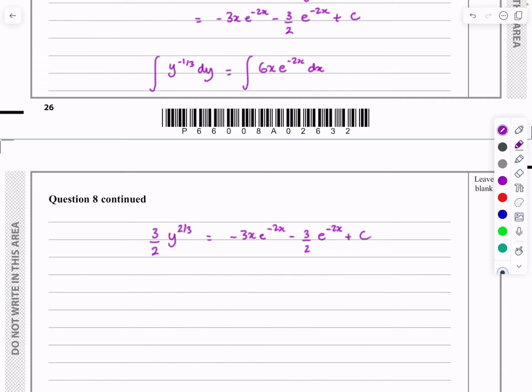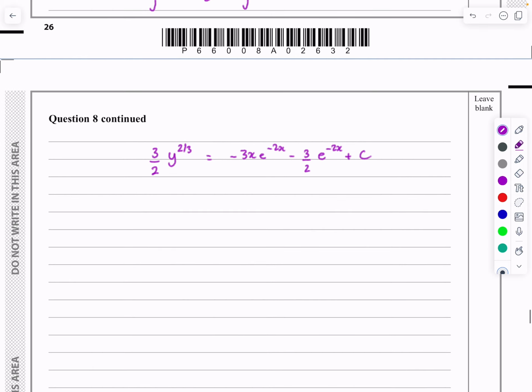So now we need to get rid of that constant. We need to work out what that constant is going to be. They told me in the question that x equals 0, y is equal to 1. So if I put that information in, I'm going to get 3 over 2 lots of 1. 1 to the 2/3 is 1. Let's try and save ourselves a little bit of time. This is minus 3 nothing, e to the nothing. Well, that's going to be 0 because of the 0 next to the 3 there. Minus 3 over 2 e to the nothing plus c.